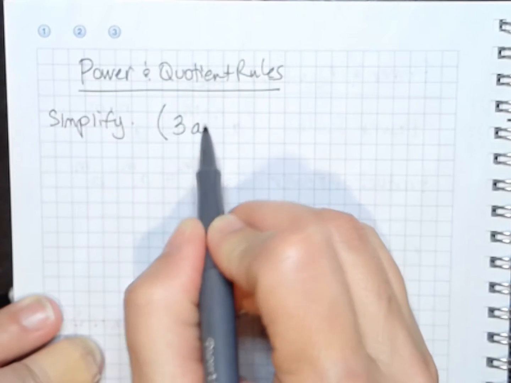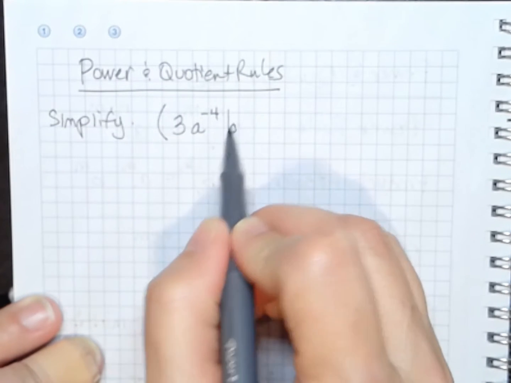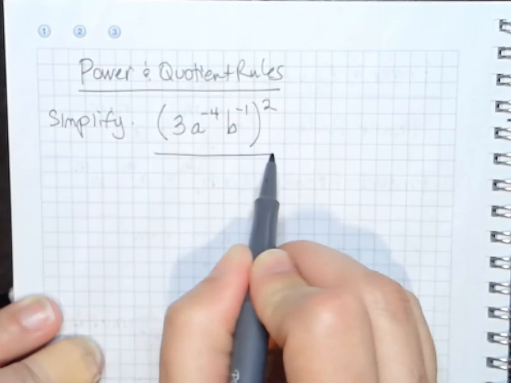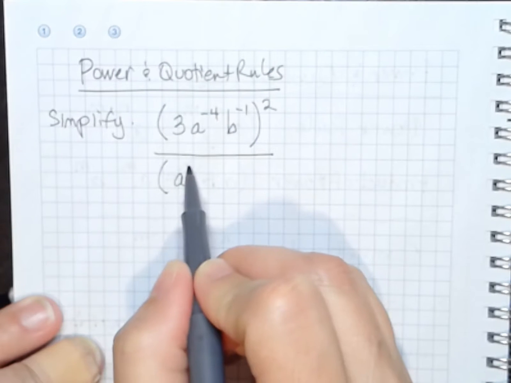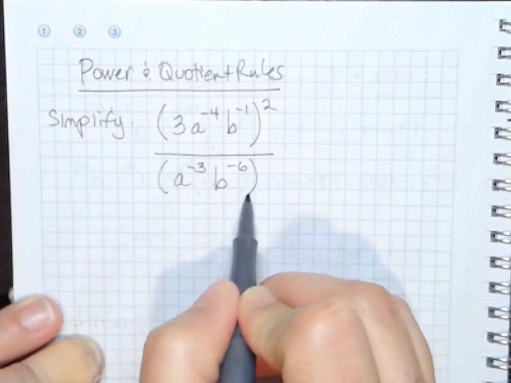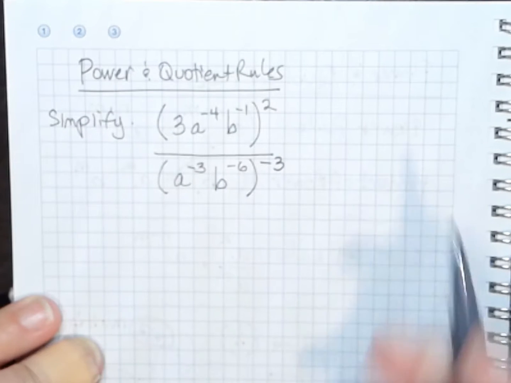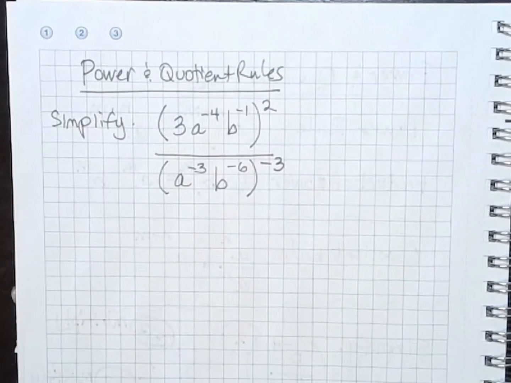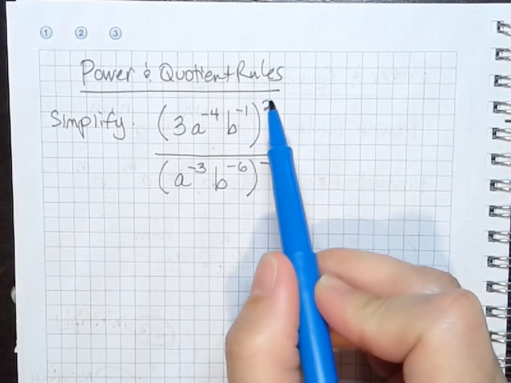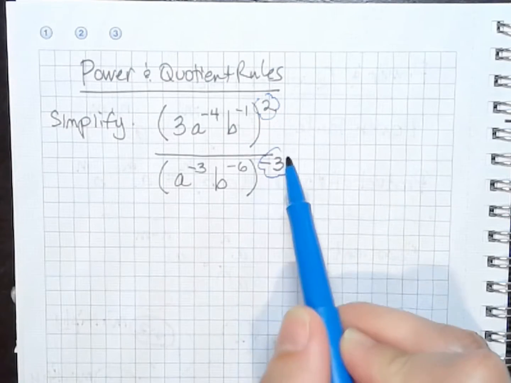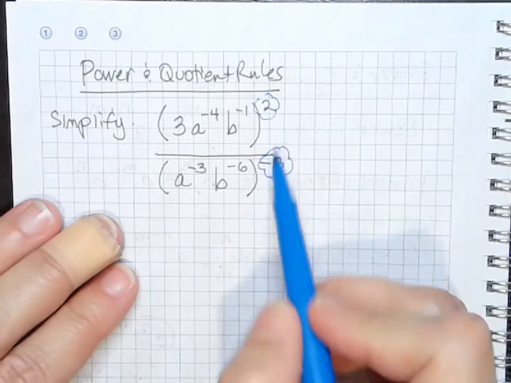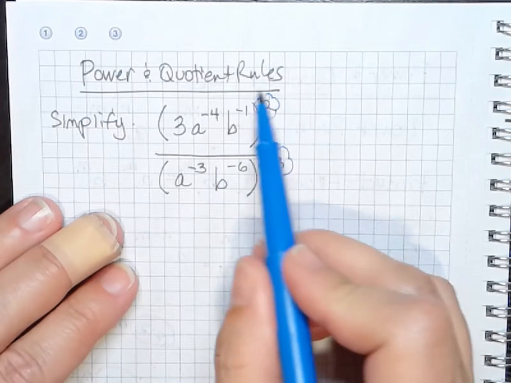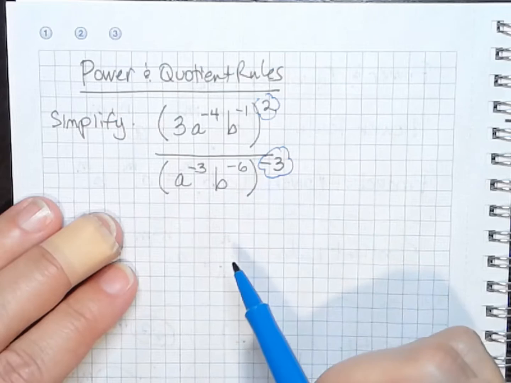(3a^-4 b^-1)^2 over (a^-3 b^-6)^-3. Okay, so if we go back to our rules, our rules tell us that we've got this outside power, so we want to take care of these outside powers first. On this one, notice the two powers are different, so we have to simplify the top, simplify the bottom, and then work on them together.